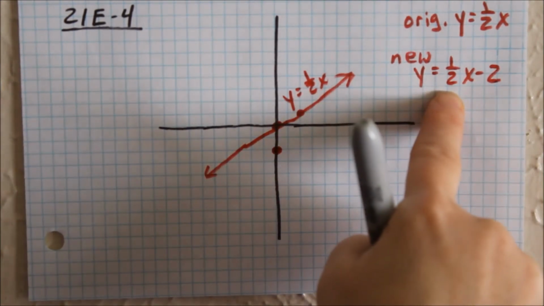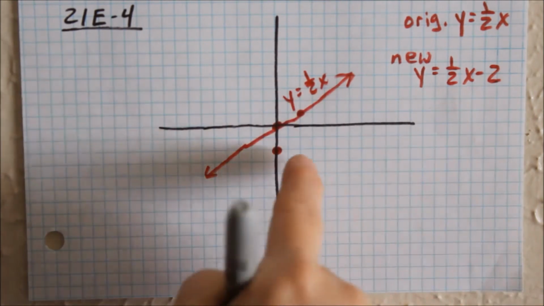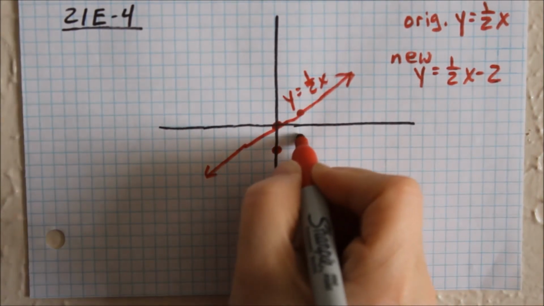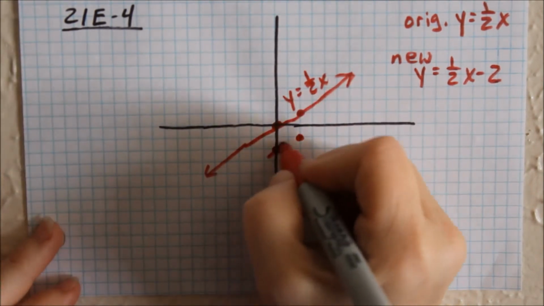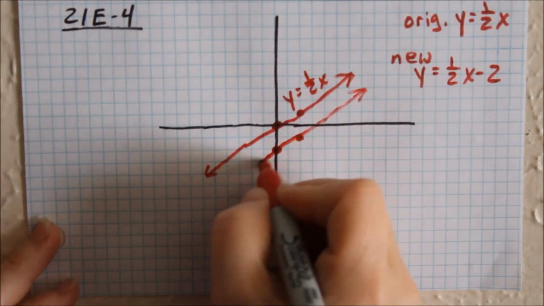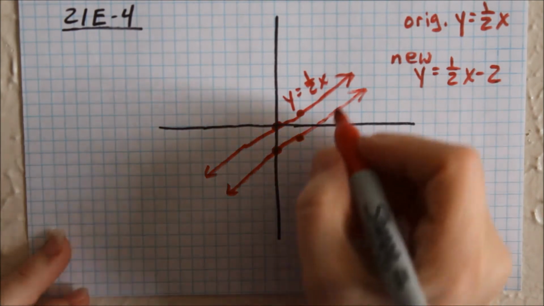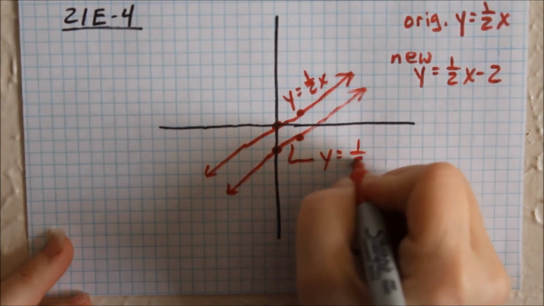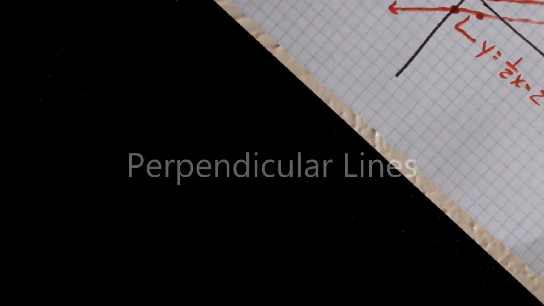Now I can count my slope, +1 over +2. So from my y-intercept, I can go up 1 and over to the right 2. And these lines should be parallel because the problem told us that they were parallel. And I can label this one as y equals 1/2 x minus 2.